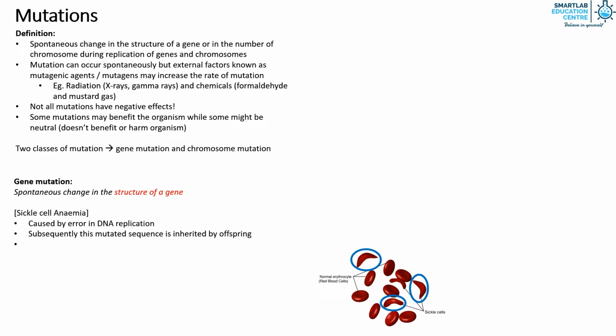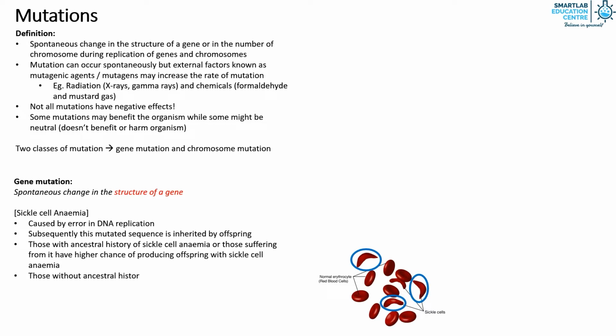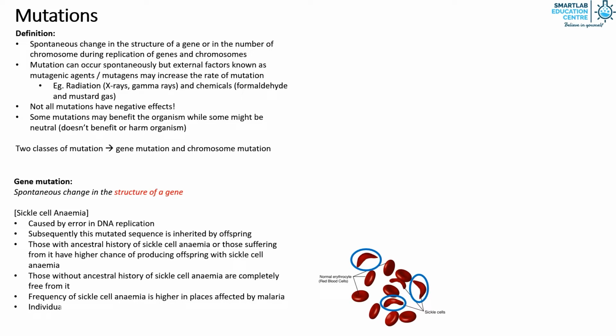Those with ancestral history of sickle cell anemia or those suffering from it have higher chance of producing offspring with sickle cell anemia. Those without ancestral history of sickle cell anemia are completely free from it. It is found that the frequency of sickle cell anemia is higher in places affected by malaria. Individuals who are heterozygous for sickle cell anemia have a higher chance of survival against malaria.